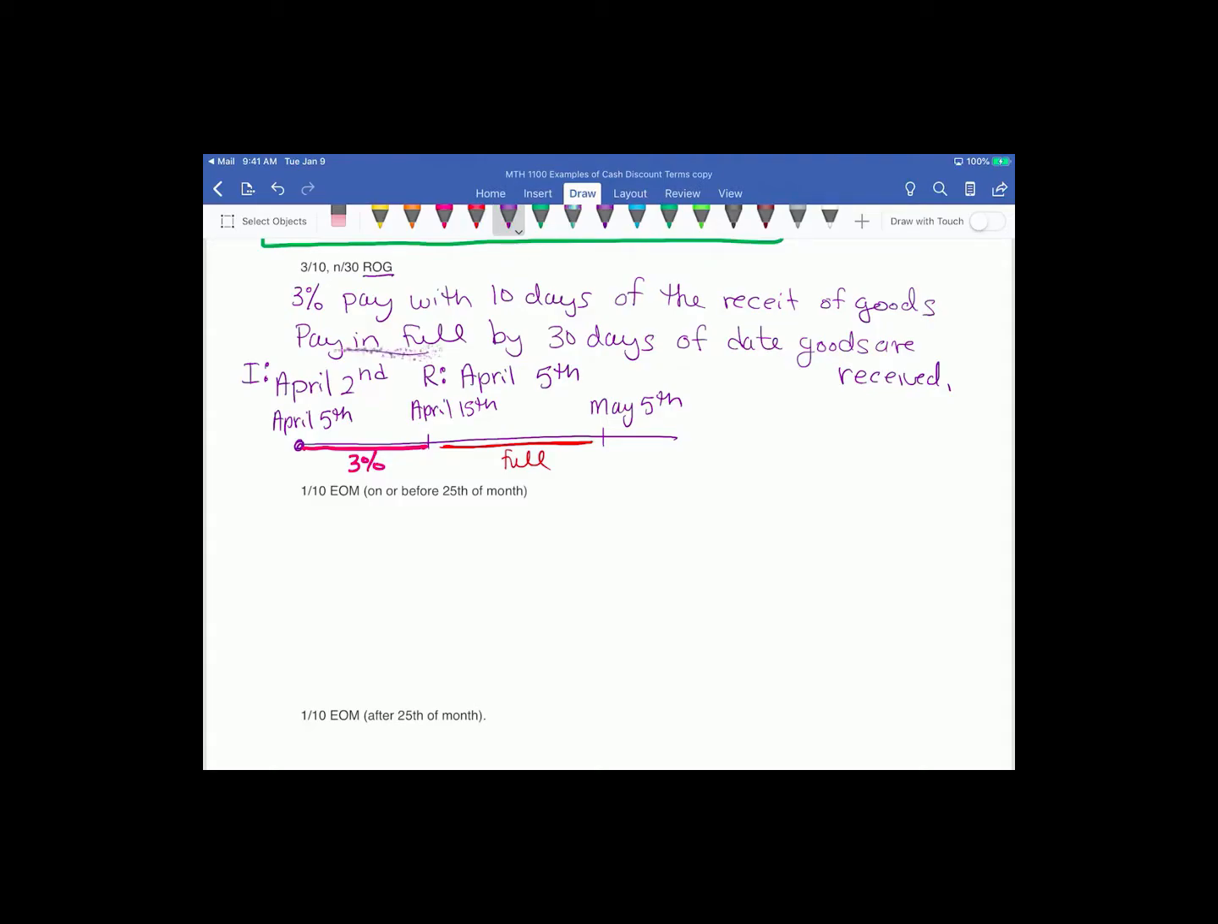So here is our timeline for this example. And so the only difference between this example and the previous example is the letters ROG, and it just means that the point at which we start the discount period would start on the day that the goods are received. So we have the discount period, which would be April 5th to April 15th. And then if we miss that deadline, the credit period ends on May 5th.